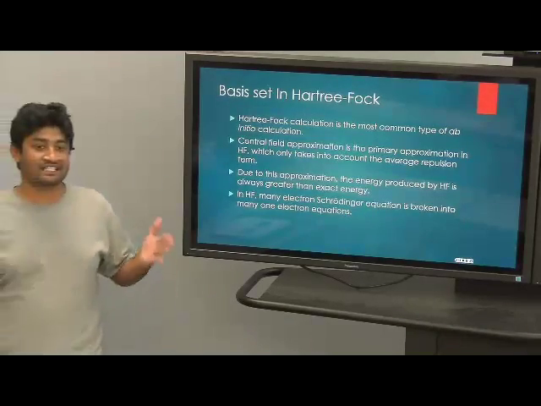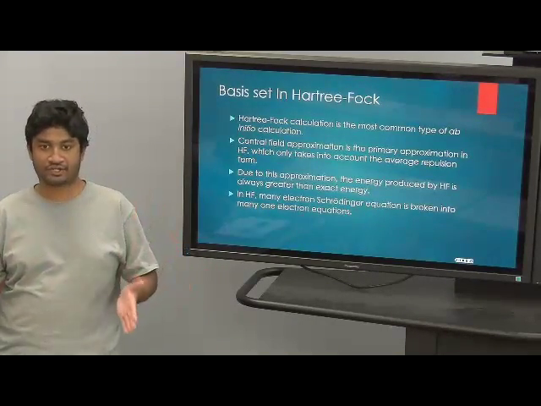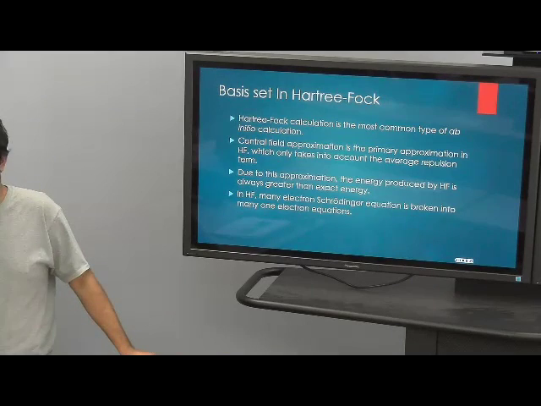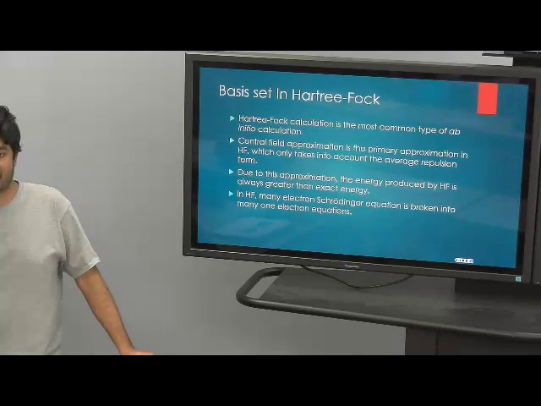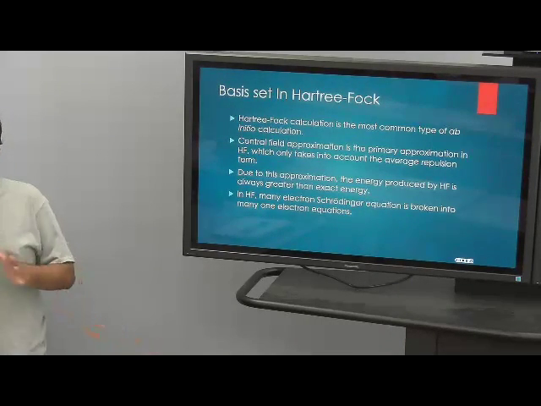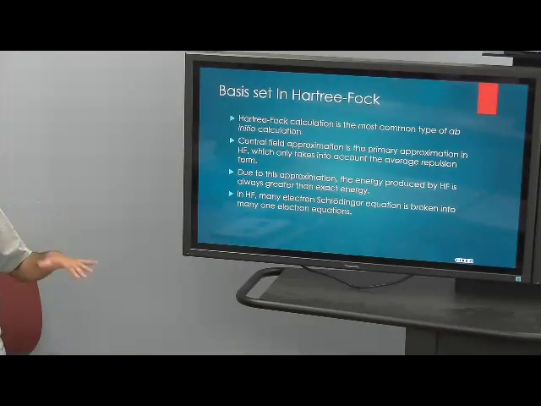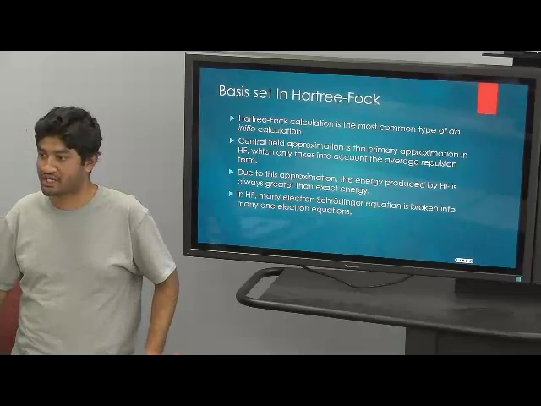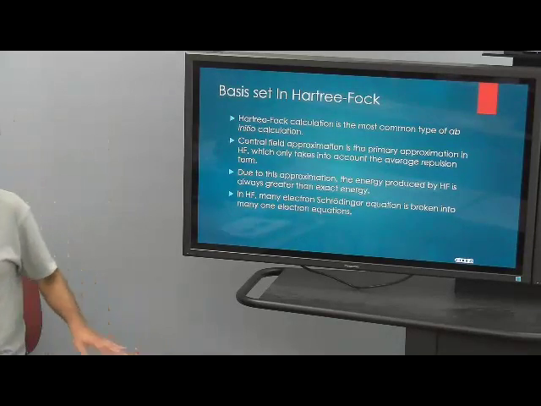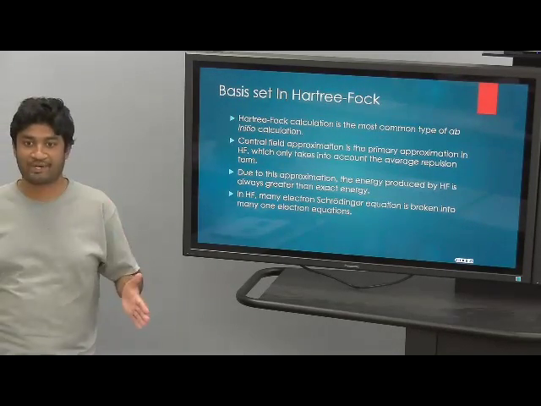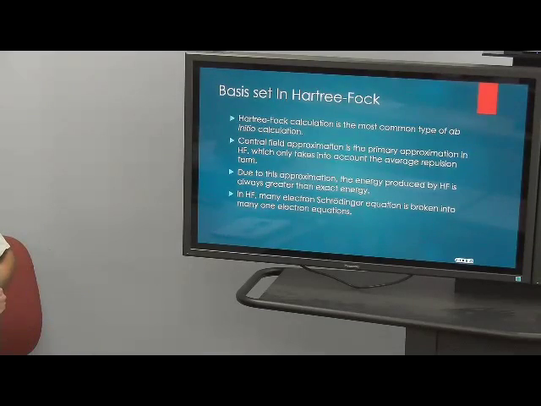So where does this basis set come from? Actually, Hartree-Fock calculation is the most common type of ab initio calculation. The best part of Hartree-Fock is that in it the many-electron Schrodinger equation is broken into many one-electron Schrodinger equations, and the solution of each one-electron Schrodinger equation yields these basis functions, and the accuracy of the calculation depends upon the flexibility of these basis functions.